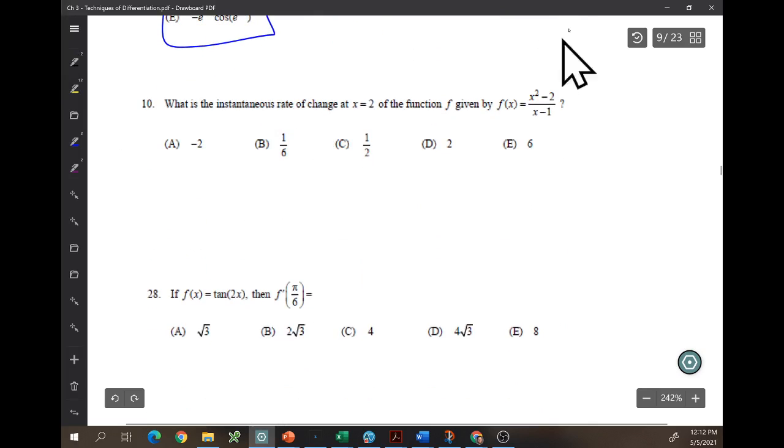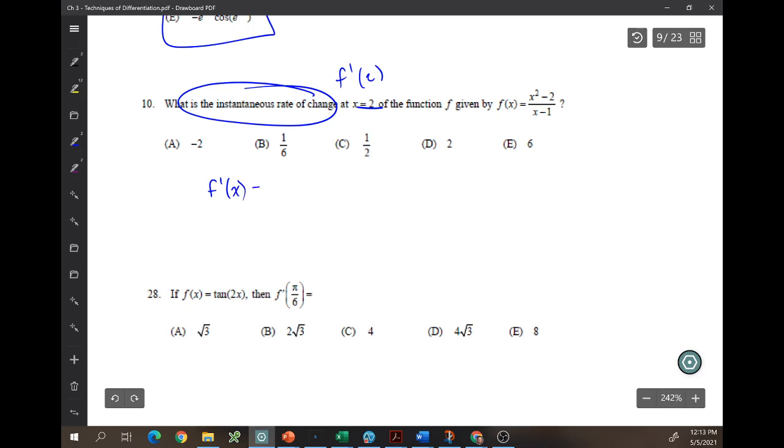Number 10, what is the instantaneous rate of change? When we see instantaneous rate of change, that just means f prime of 2, because they give us that 2. So this is a quotient rule. So f prime of x is low d high, minus high d low, all over low squared.